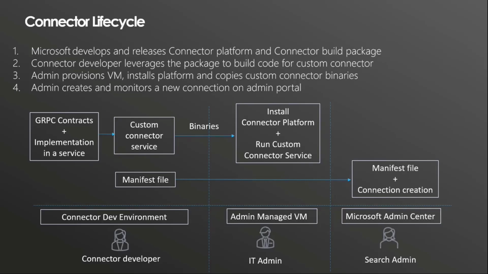And once this connector is built and deployed, the connector developer will pass on a manifest file of a kind, which will contain some configurations so that you can create a connection. And this connection on top of this connector can be created from the admin portal. Like today you are creating out-of-the-box connections for out-of-the-box connectors, similarly, for your custom connectors as well, you can build these connections from the admin UI.